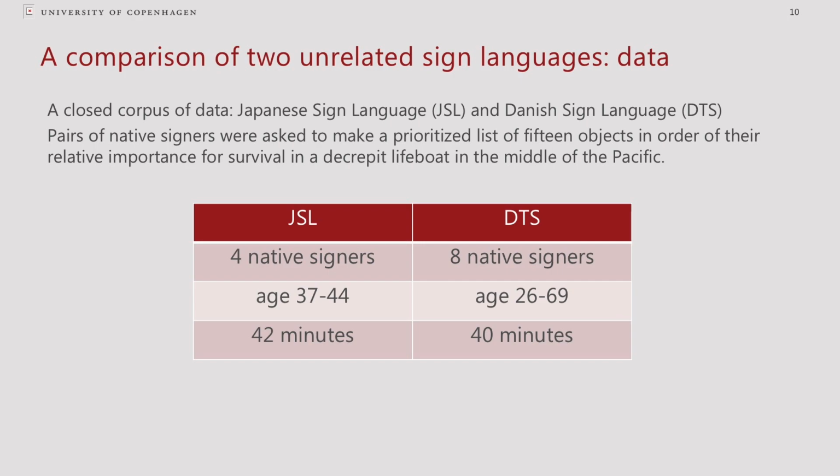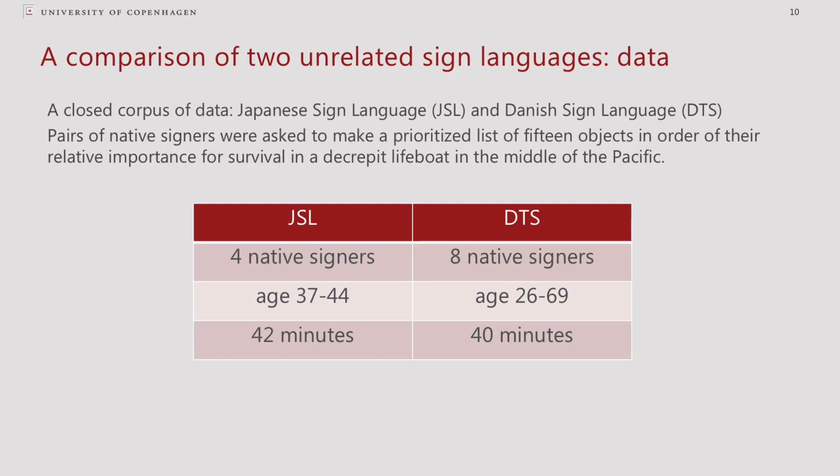And now to my data. I used a closed corpus of data from Japanese Sign Language and Danish Sign Language. The data were collected by asking pairs of native signers to imagine that they were in a decrepit lifeboat in the middle of the Pacific. On board this lifeboat, there were 15 objects. And they had to throw them overboard because there was a risk of the boat going down. So they had to make a prioritized list of the objects in order of their importance for survival.